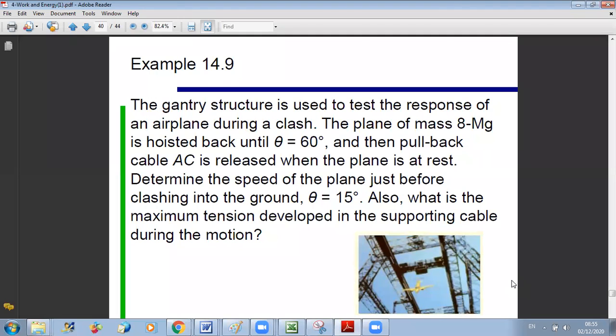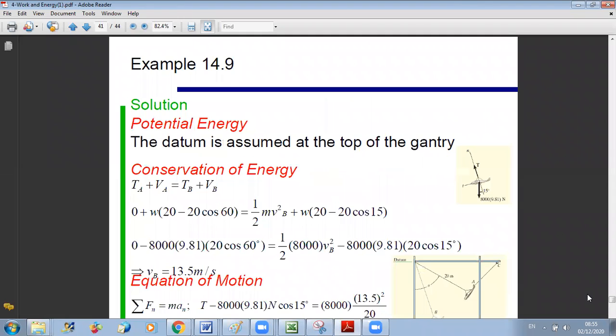So here, we have a simplified figure, which will explain what is happening. So you are testing the crash of an airplane.